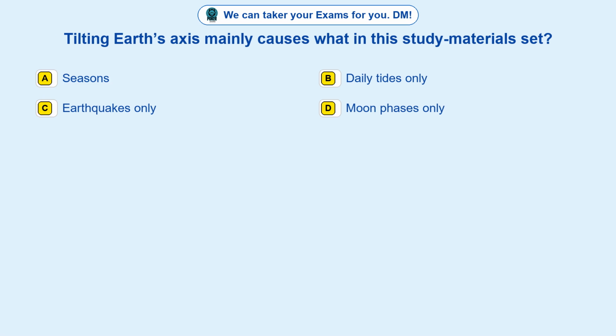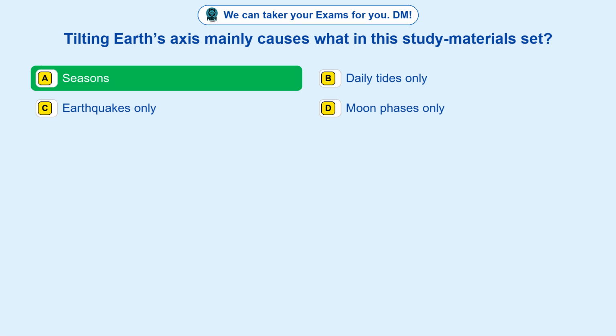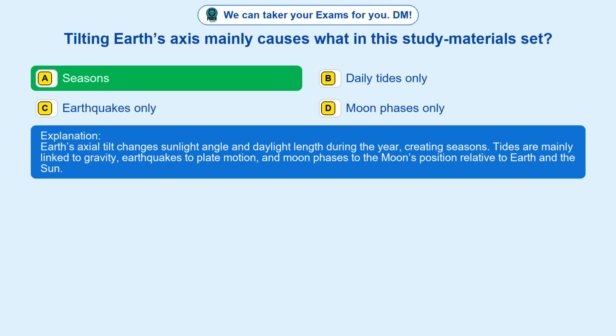Question 89. Tilting Earth's axis mainly causes what in this study materials set? Option A, seasons. Option B, daily tides only. Option C, earthquakes only. Option D, moon phases only. The correct answer is option A. Seasons. Earth's axial tilt changes sunlight angle and daylight length during the year, creating seasons. Tides are mainly linked to gravity, earthquakes to plate motion, and moon phases to the moon's position relative to Earth and the Sun.